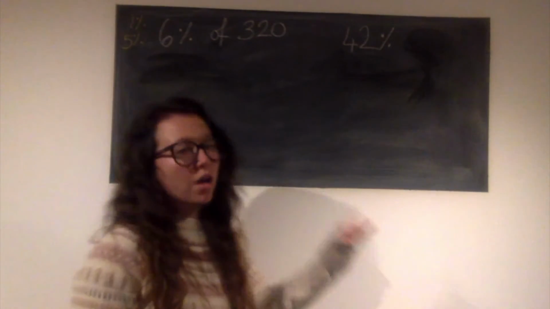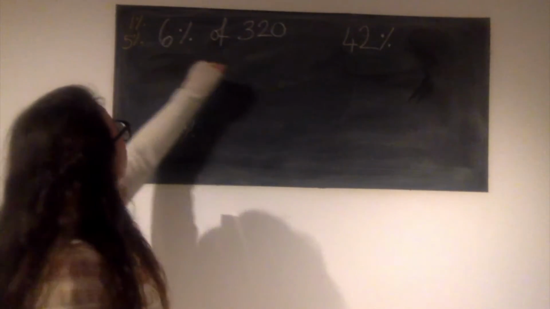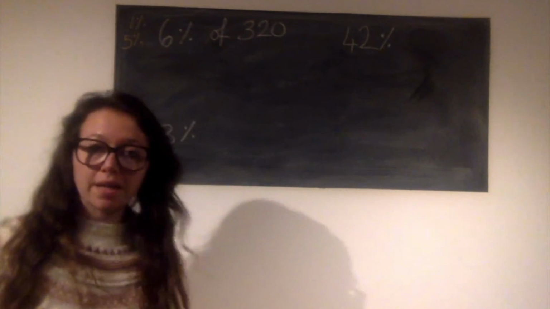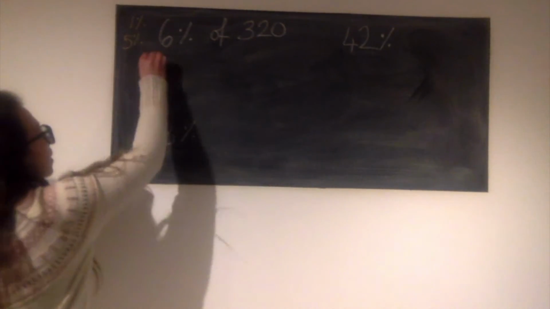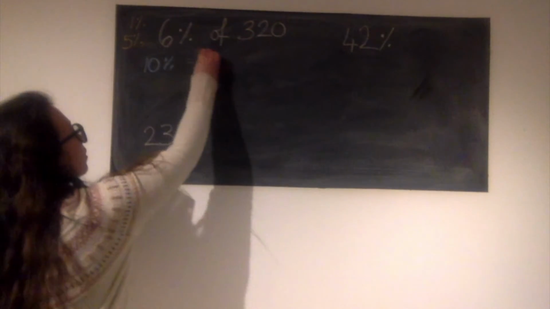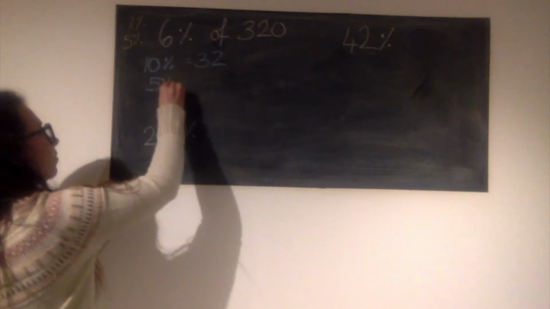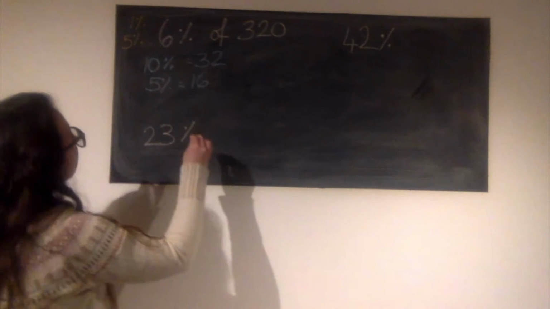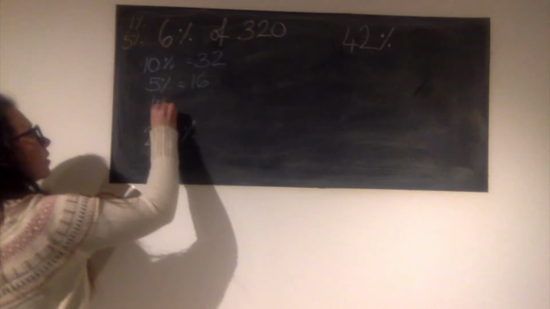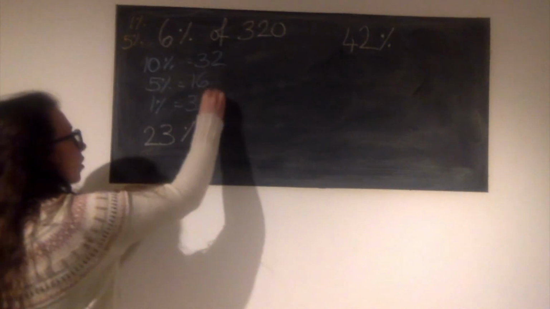So the first one, I've now got to find 6% of 320. So previously I knew that I only had to find 5% and 1%. Well, to find 5% I need 10%. 10% is nice and easy. So 10% of 320 I divide it by 10 gives me 32. I can now figure out 5% so we can halve it. So that gives us 16. And then 1%, divide this by 100 or divide this by 10 is 3.2.